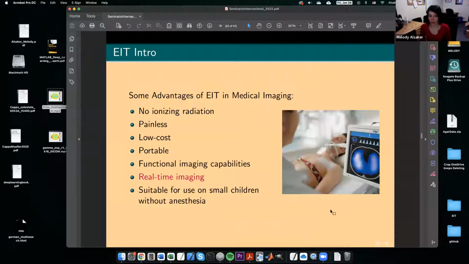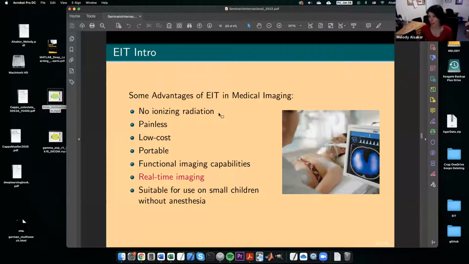Now, some advantages of electrical impedance tomography in medical imaging applications, as opposed to some other imaging modalities. This includes, first of all, that we don't have any ionizing radiation in EIT. Every time you get an X-ray scan or a CT scan or a PET scan or a bunch of these other modalities, they give you a radiation dose. And these radiation doses are cumulative.